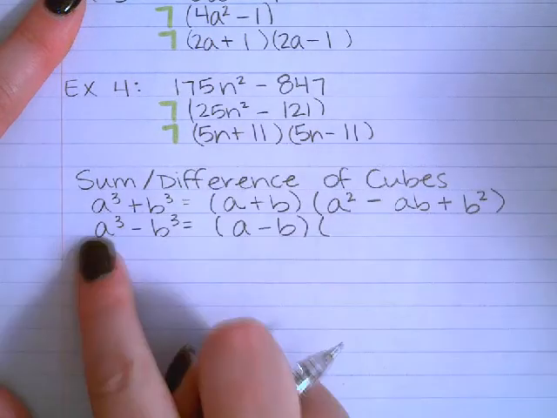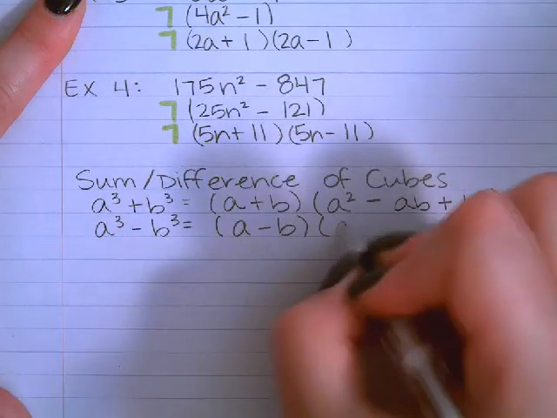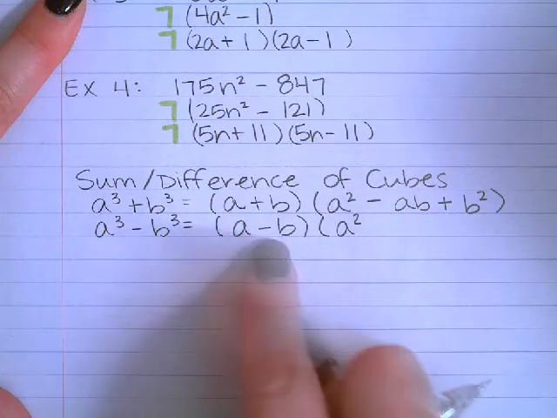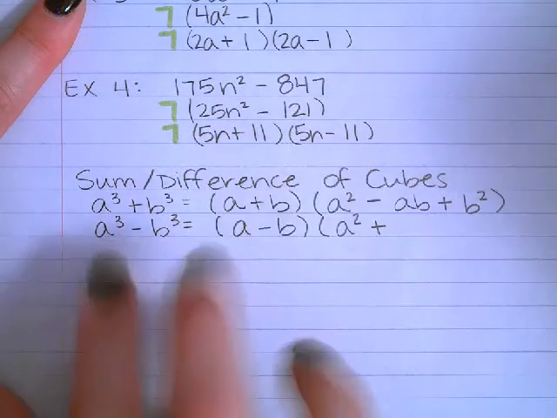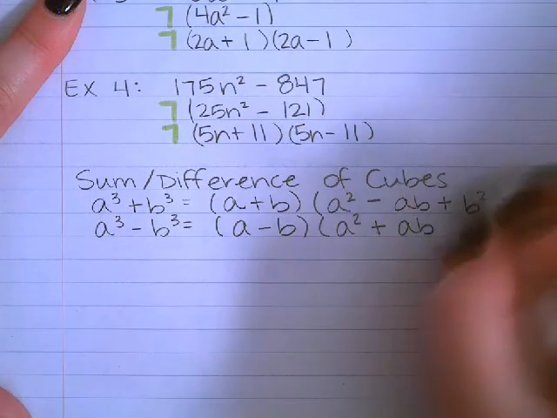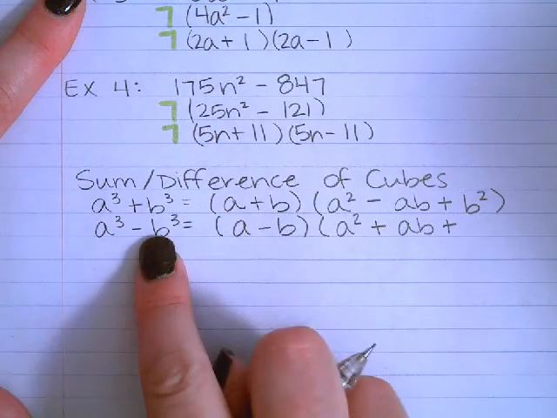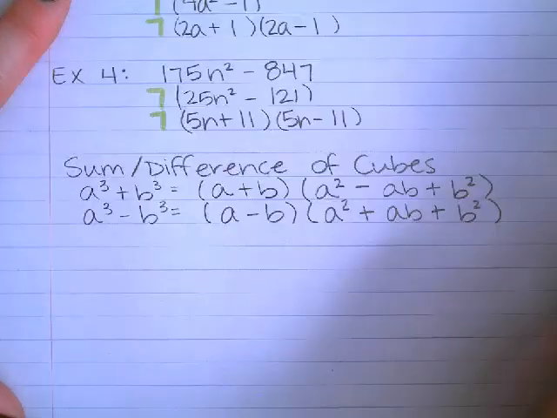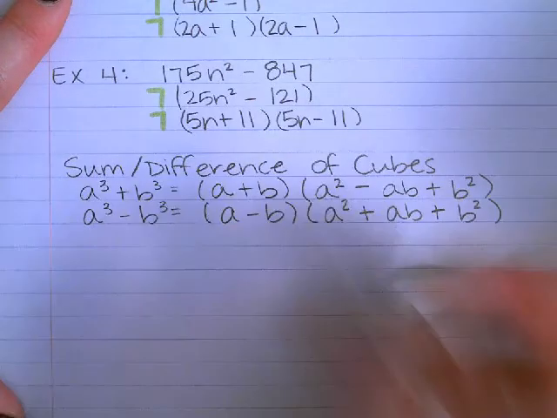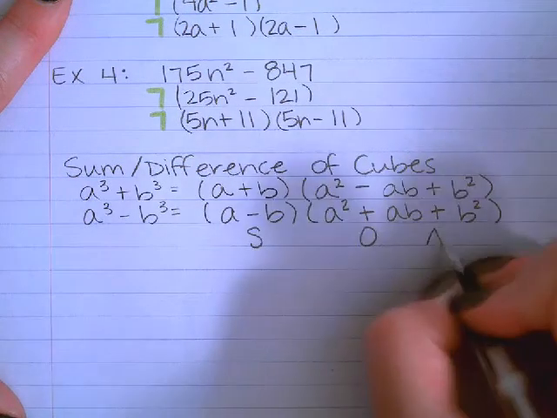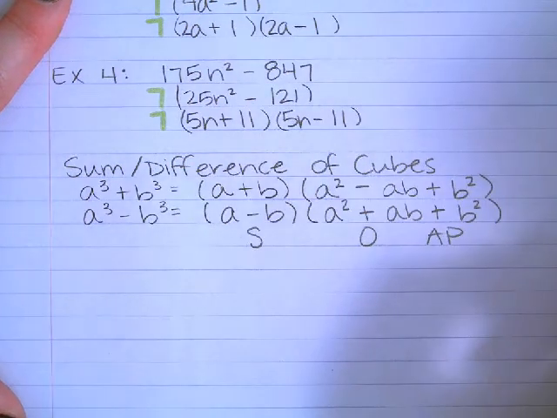So we do the first term multiplied by itself, a squared. We do the opposite sign. See, these ones match. We do the opposite sign. Then we do the two multiplied together, ab. And then it's always a positive. And then we do this one multiplied by itself, b squared. Now, the way that I remember the signs is same sign, opposite sign, always positive. So you'll hear me say soap when we do these problems.